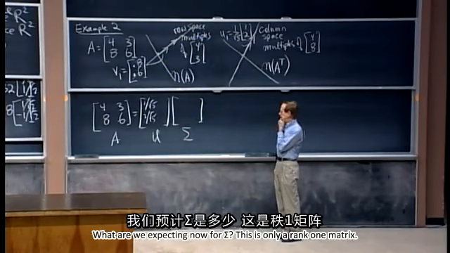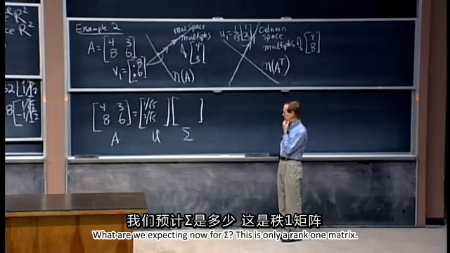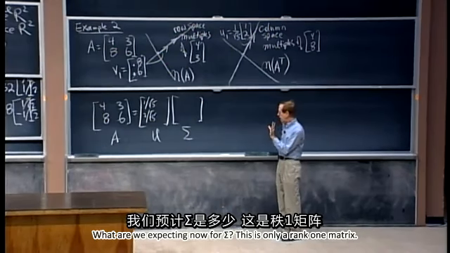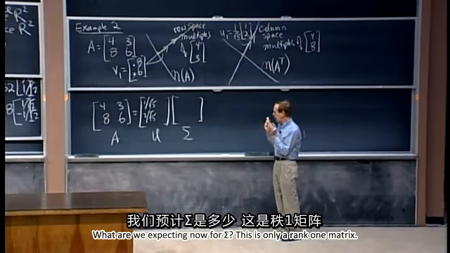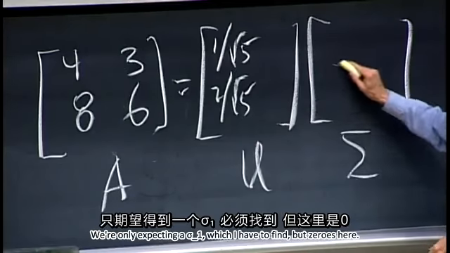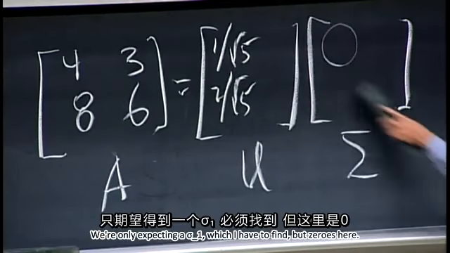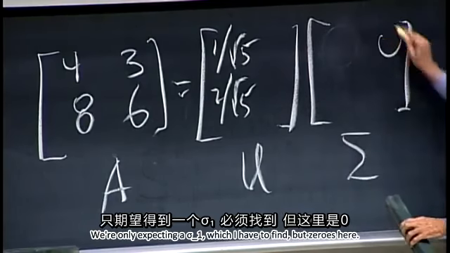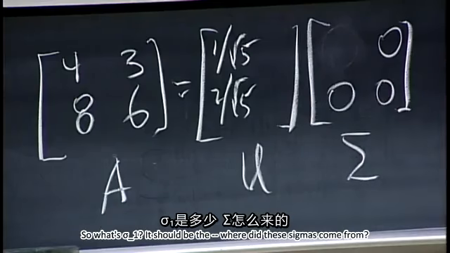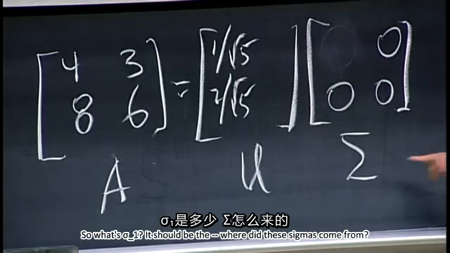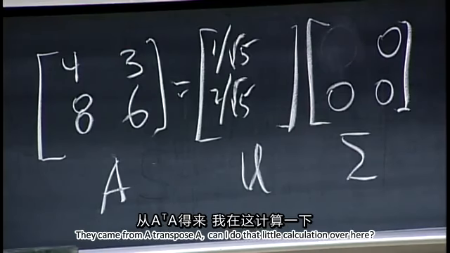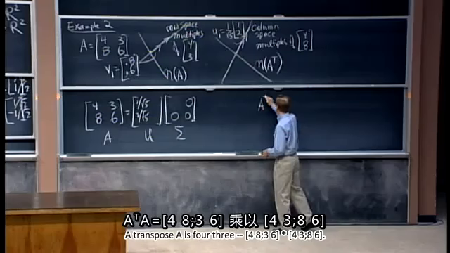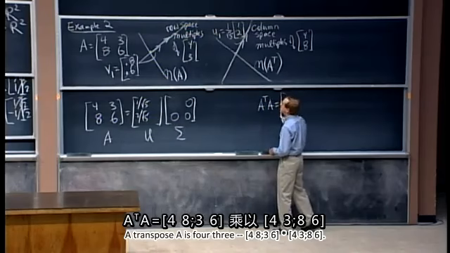Okay. What are we expecting now for sigma? This is only a rank 1 matrix. We're only expecting a sigma 1, which I have to find, but 0's here. Okay, so what's sigma 1? It should be the, where did these sigmas come from? They came from A transpose A. So can I do that little calculation over here?